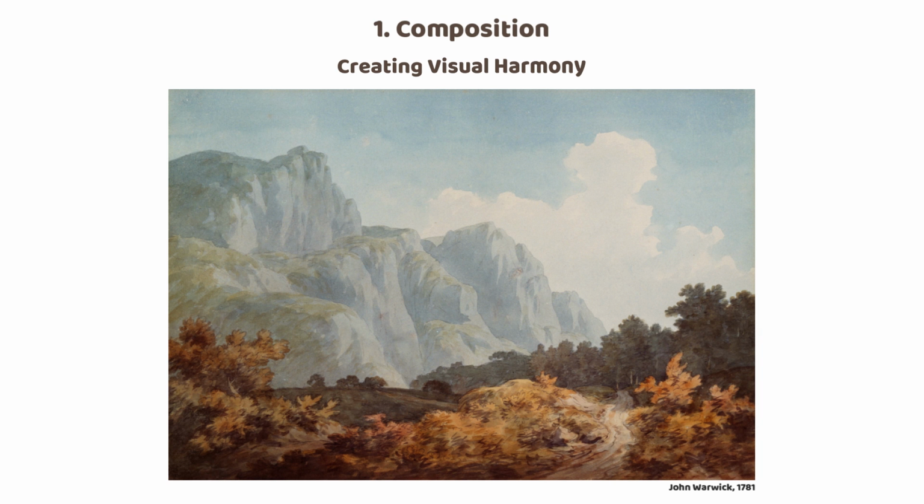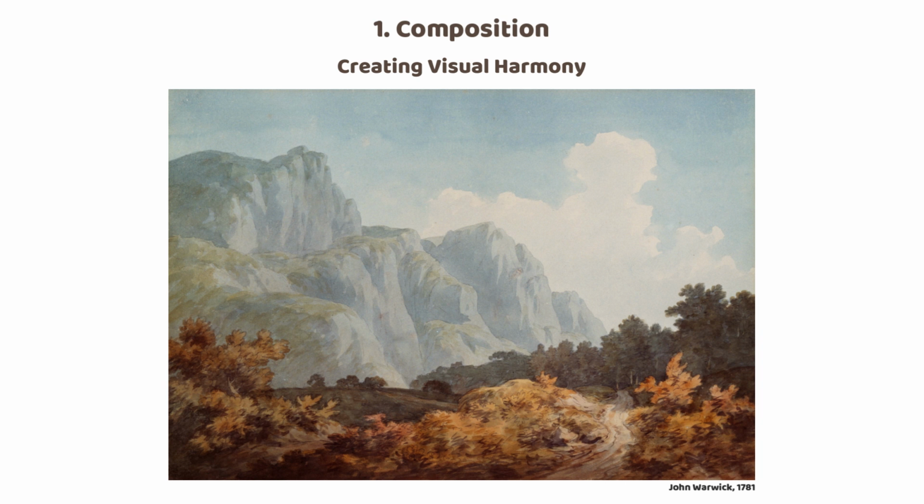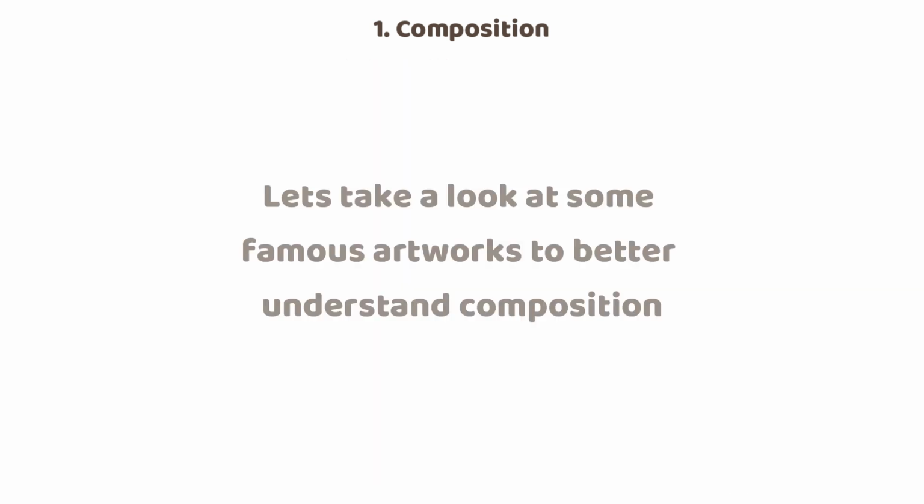Creating visual harmony. Composition also contributes to the overall visual harmony of a piece. It involves arranging elements in a way that is aesthetically pleasing and coherent, reflecting your artistic voice and style. This harmony is about making intentional choices that resonate with your vision and how you want the audience to perceive your subject or concept. Here we can take a look at some famous artworks to better understand the idea.